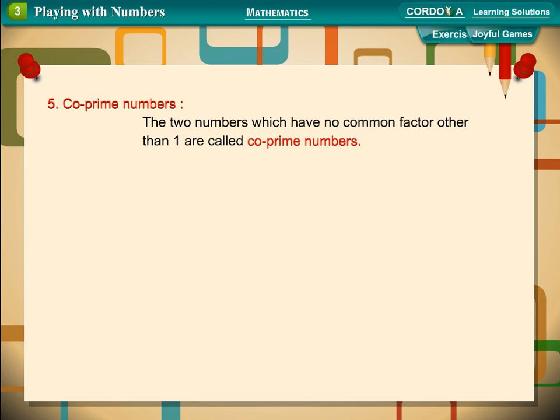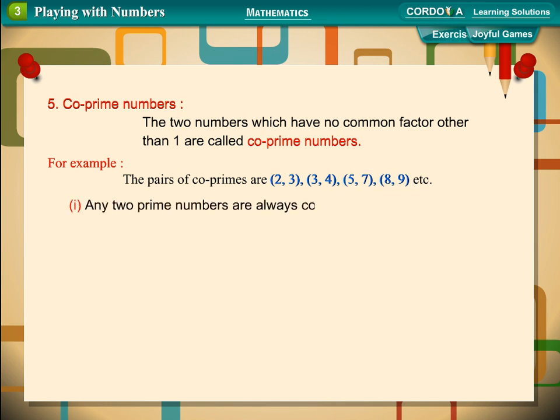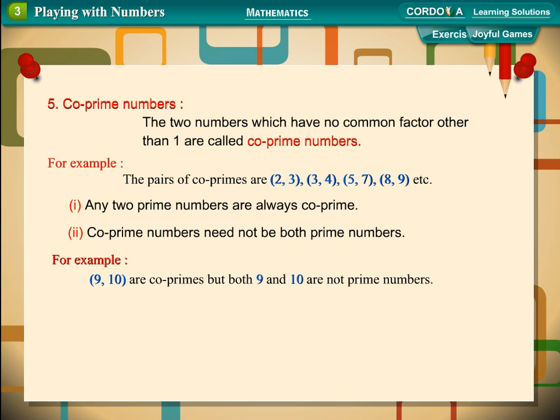Co-prime numbers. Two numbers which have no common factor other than 1 are called co-prime numbers. For example, the pairs of co-primes are 2, 3; 3, 4; 5, 7; 8, 9; etc. Any two prime numbers are always co-prime. Co-prime numbers need not be both prime numbers. For example, 9, 10 are co-primes, but both 9 and 10 are not prime numbers.